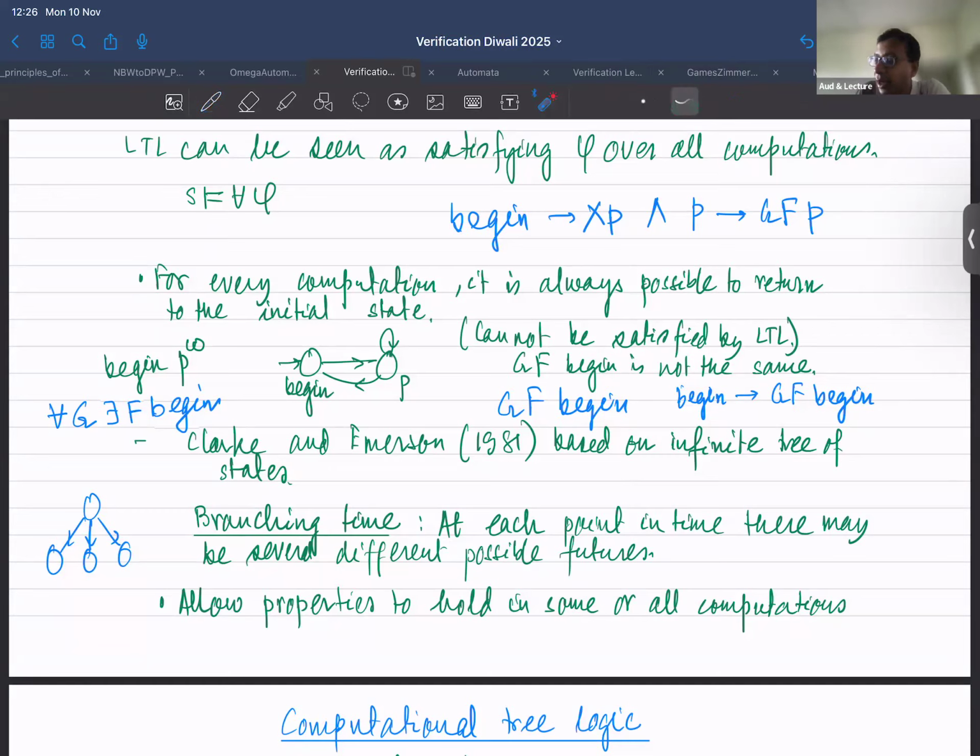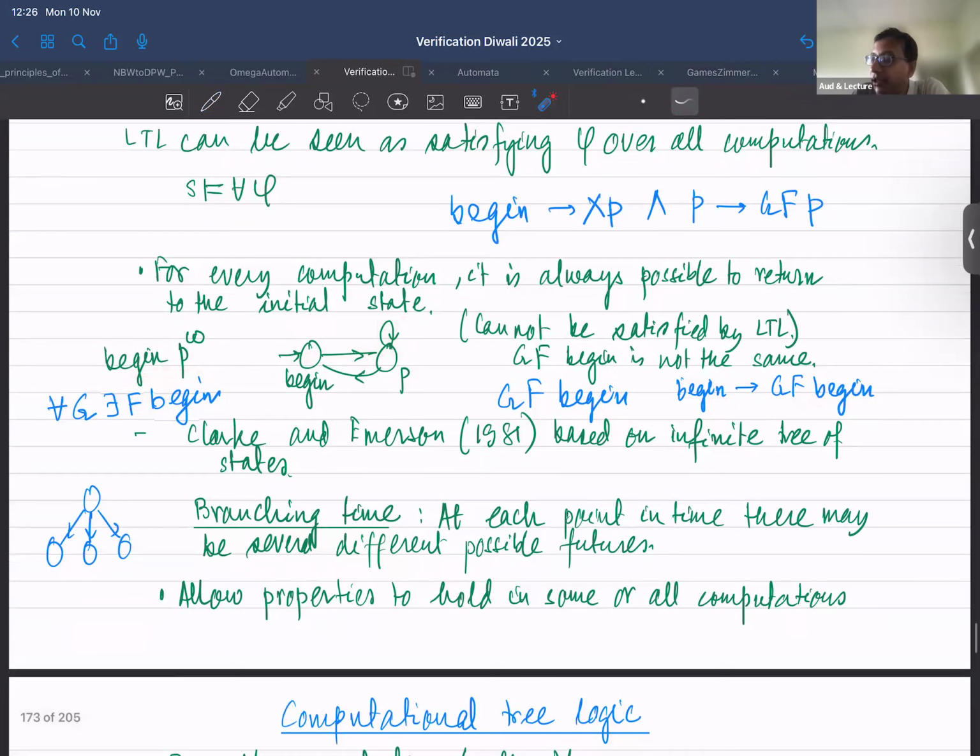So even if you consider this path, along all paths, even if you consider begin p omega, right? So in begin p omega, for this particular path, let's consider if this holds true. It is always the case, when you are here, that there exists a path such that eventually you can reach begin. Correct?